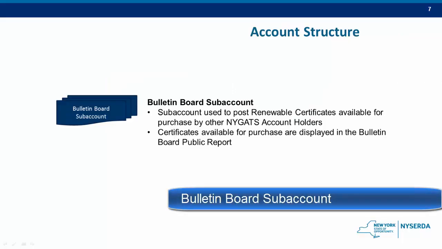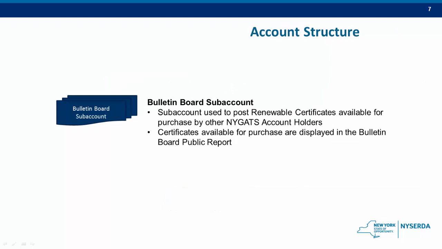The Bulletin Board Subaccount. The Bulletin Board Subaccount is where account holders may post certificates available for purchase. The Bulletin Board can be viewed by all account holders from the list of public reports. Interested account holders can contact the seller directly using the contact information supplied with each post. Certificates can be posted to the Bulletin Board by transferring the certificates from the active subaccount into the account holder's Bulletin Board subaccount. Certificates can be removed from the Bulletin Board subaccount by transferring certificates back to the active subaccount.